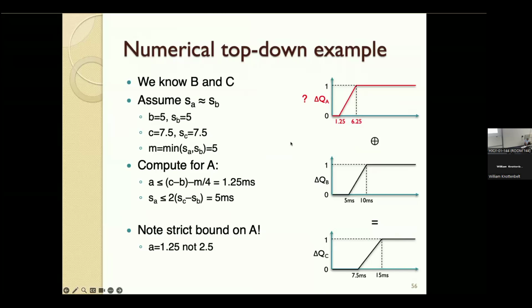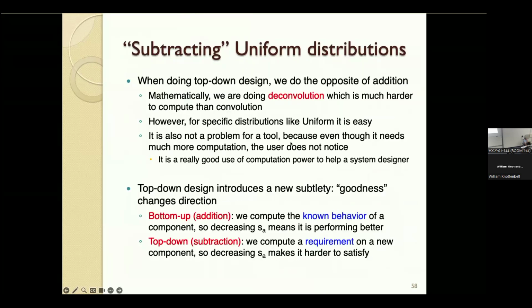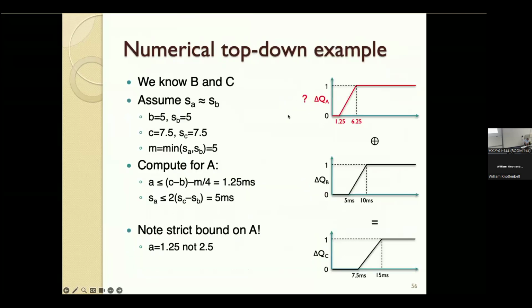But be careful with the way we look at this. Let me first explain. This is actually a requirement on the new component. So that means the delay of A is maximum 1.25, okay? So this is a requirement on the component. And so we can see that A has to be quite good in order to make this design work, because B and C are actually very close to each other, okay? So that's a back of the envelope computation.